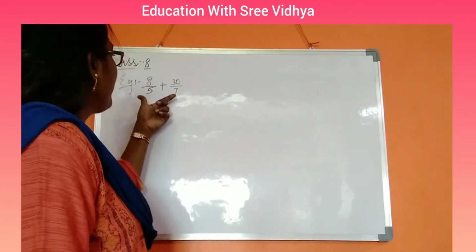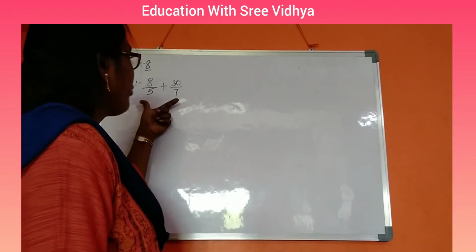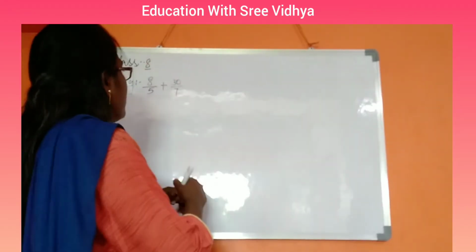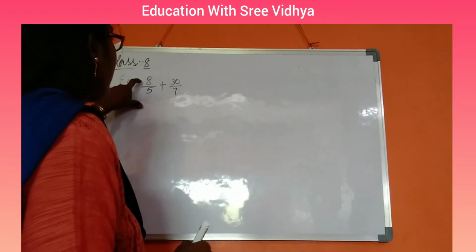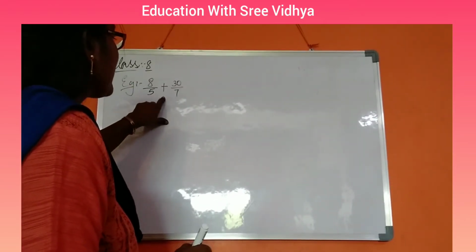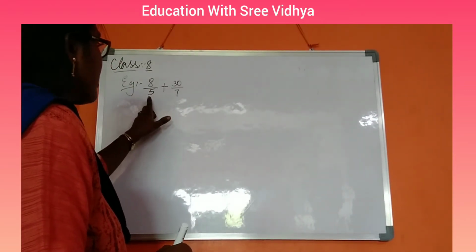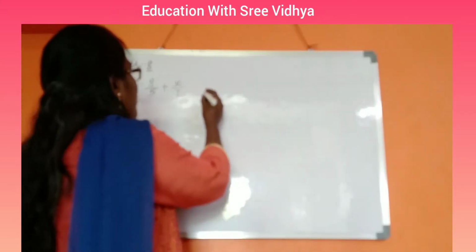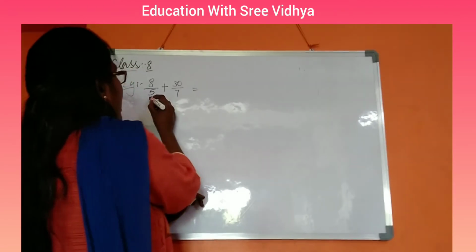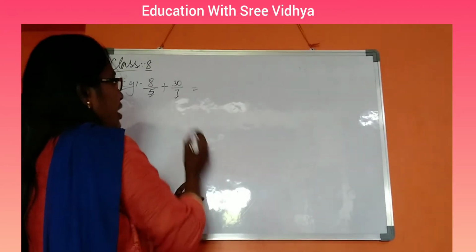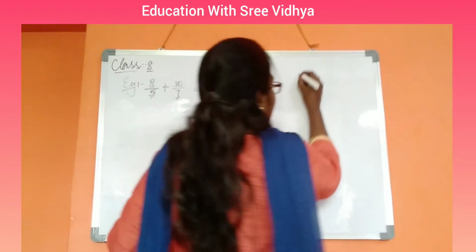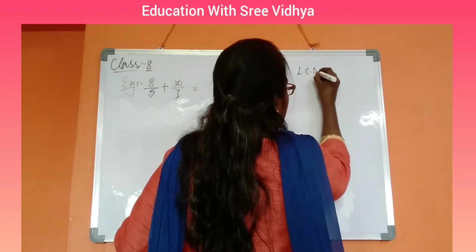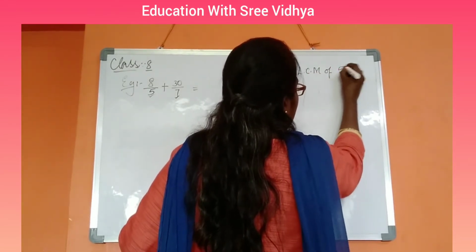So let us take one addition of rational numbers example. We'll try to solve this: 8 by 5 plus 30 by 7. So both of these are in the form of P by Q, children. How to solve this? Let us see. The denominators are given as 5 and 7. So let us find the LCM of 5 and 7.